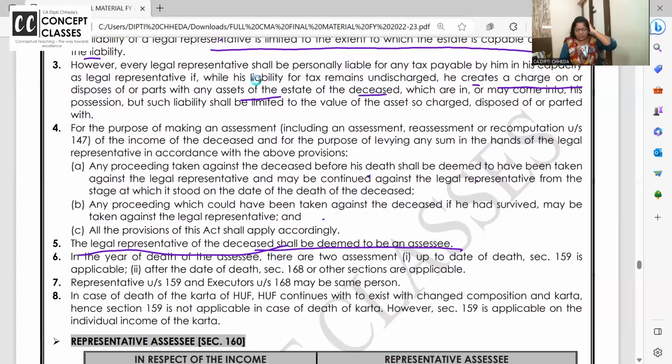In case of death, there are two assessments. Up to the date of death, 159. The legal representative will pay the tax on behalf of the assessee from the first financial year till the date of death. After the death, all the money will go as per the will to the executor and all. Okay? So up to the date of death, the legal representative will say yes, this is the assessee's liability. After his death, if some amount is still payable, then it will be taken care of by the executor.